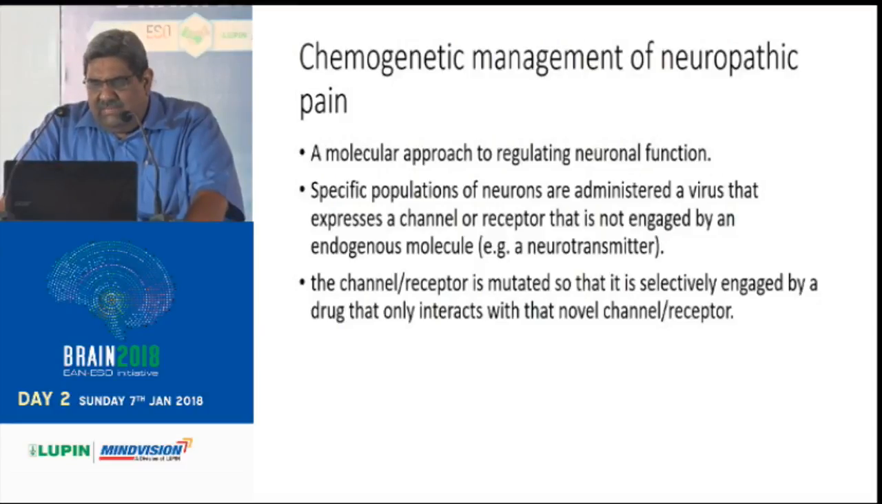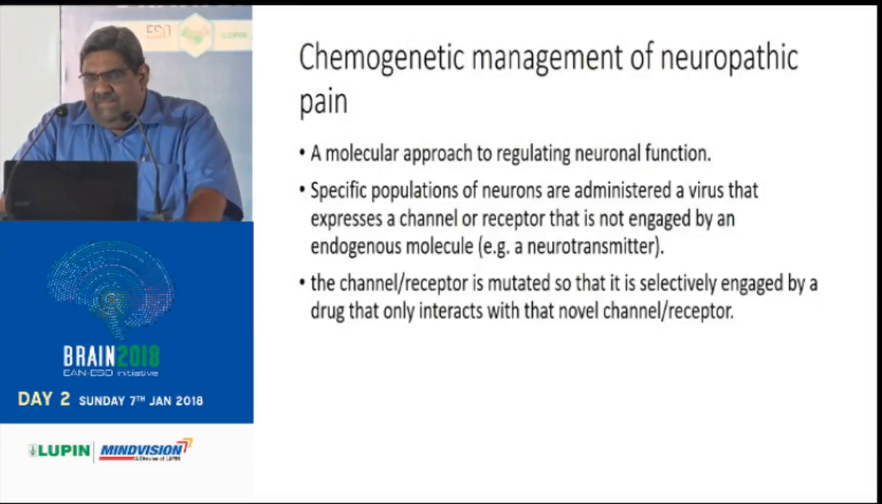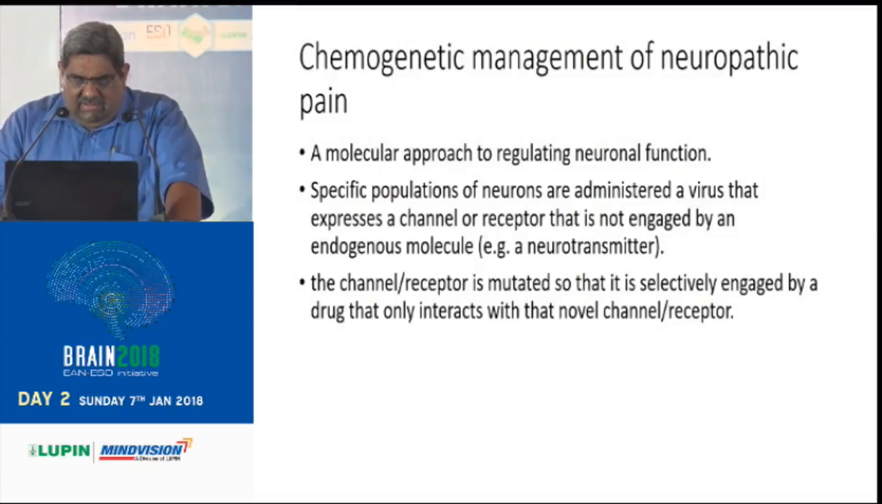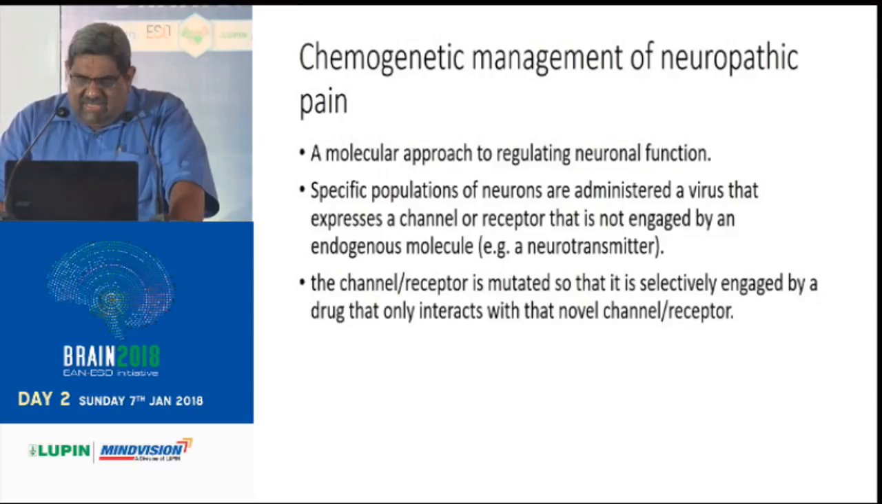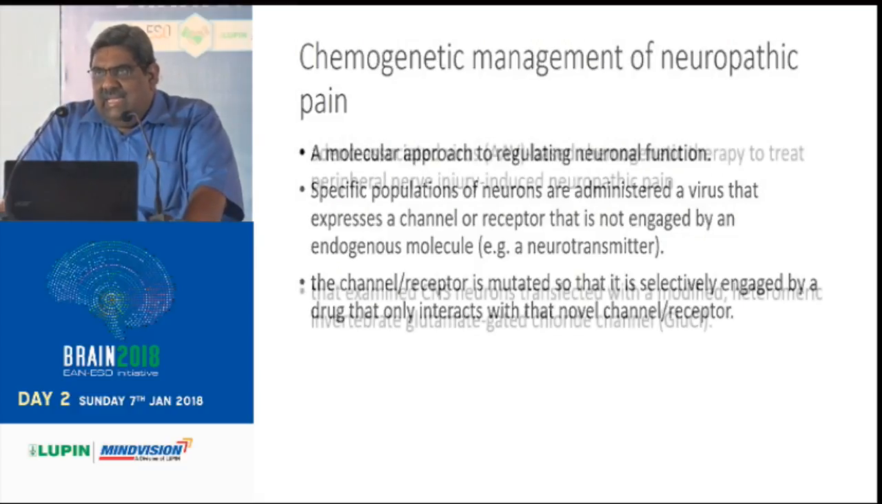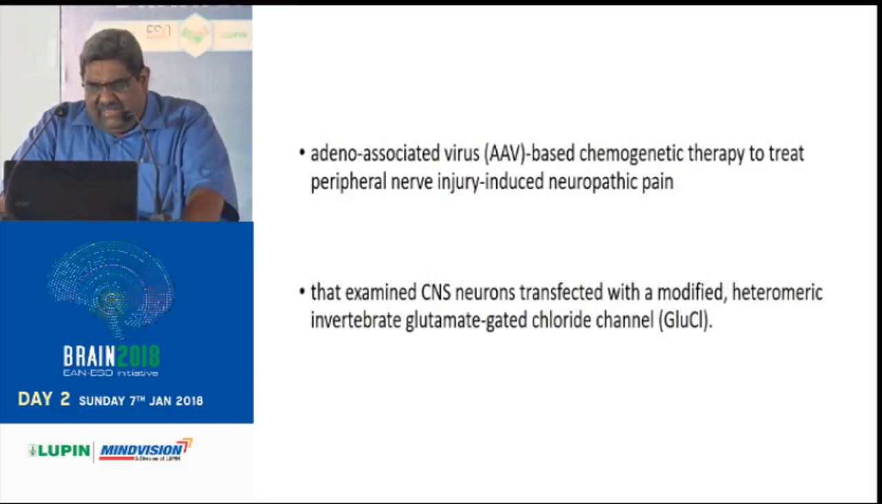Specific populations of neurons are administered a virus. As you know, the adeno-associated virus vector is a very well established vector for carrying any endogenous molecule. The channel receptor is mutated and selectively engaged by a drug, and this is a way of silencing neurons using these vectors. Adeno-associated virus-based chemogenetic therapy is used for treatment of peripheral nerve injury-induced neuropathic pain.